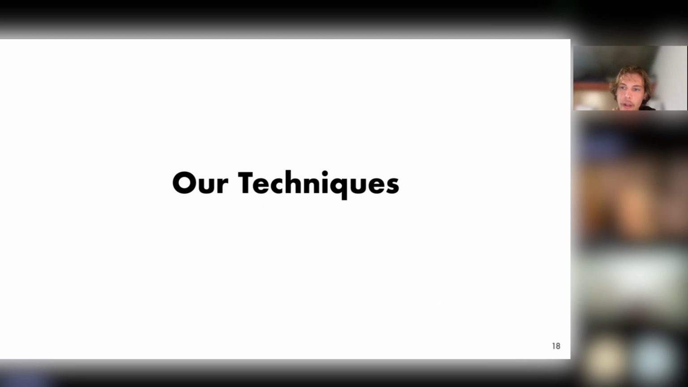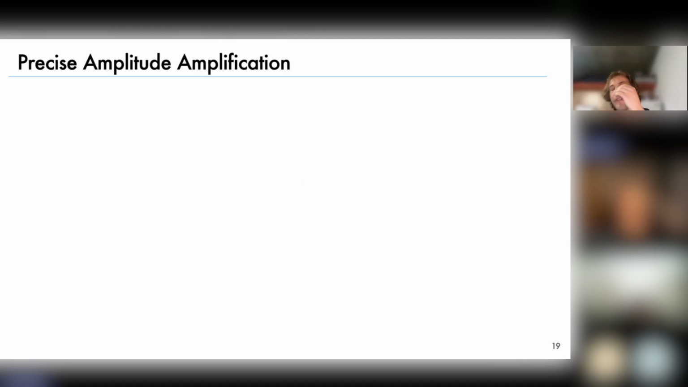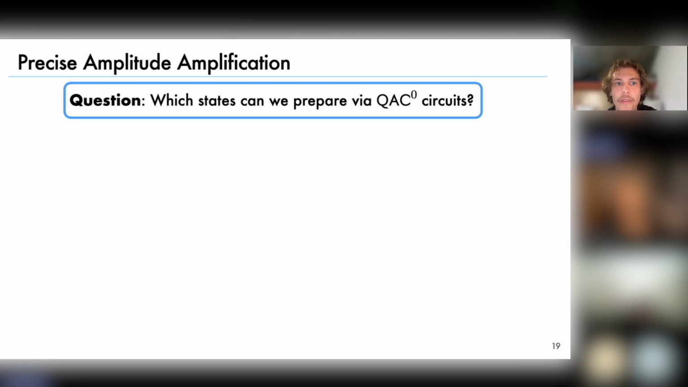So now I'll get on to actually talk about some of the techniques that we ended up using to prove this result. And the first of which is this method of so-called precise amplitude amplification, which this slide's going to be very technical, but the idea is very easy, and I think you'll probably see how it works rather quickly. And so we start with this question, which is, okay, what states can we prepare in QAC0? Earlier, we were concerned with which sorts of Boolean functions can be computed by QAC0 circuits. But now we're going to ask, okay, which sorts of quantum states can we prepare with these circuits?